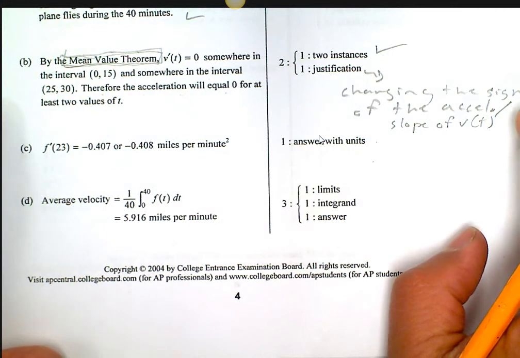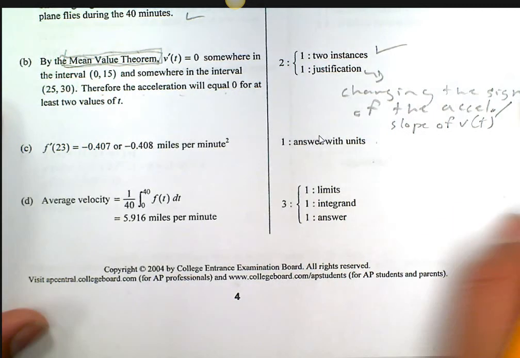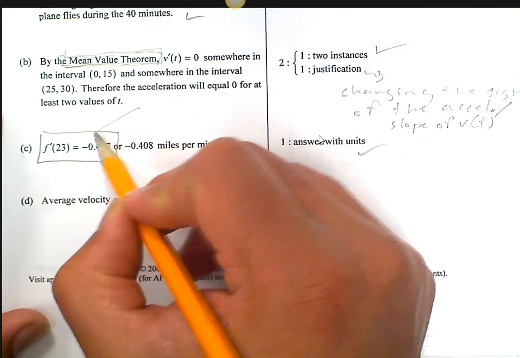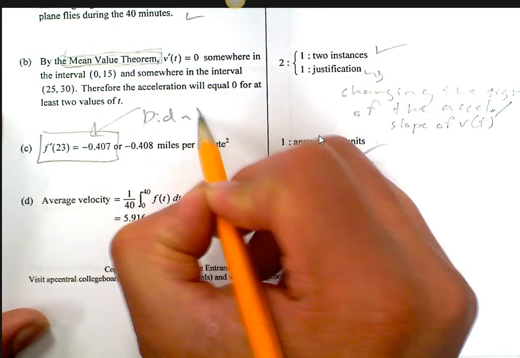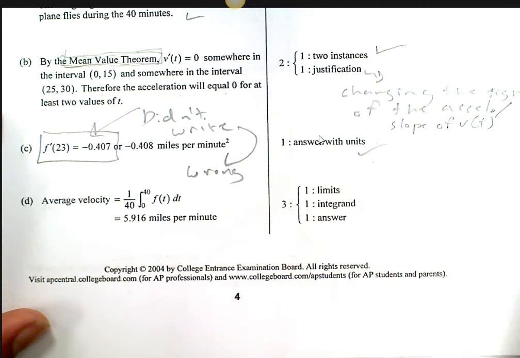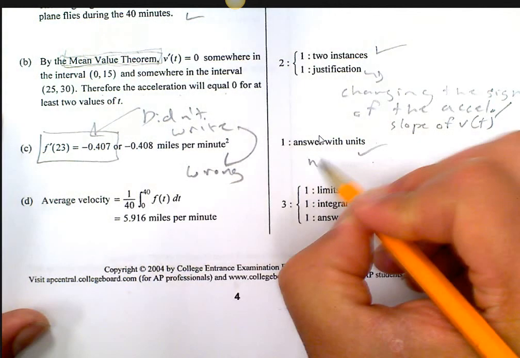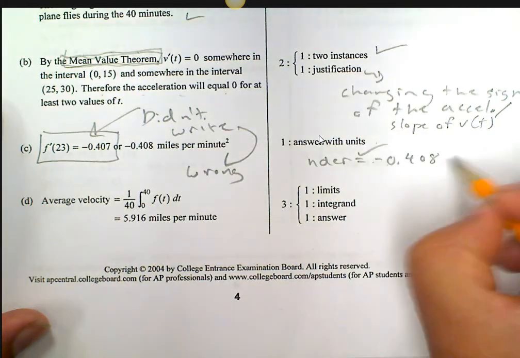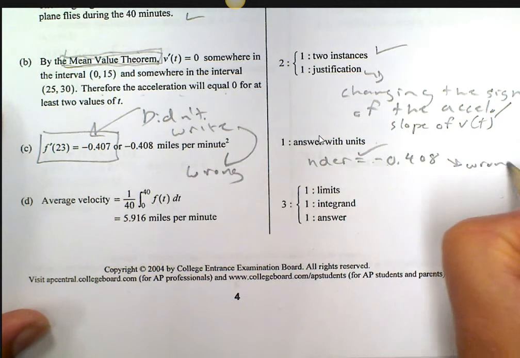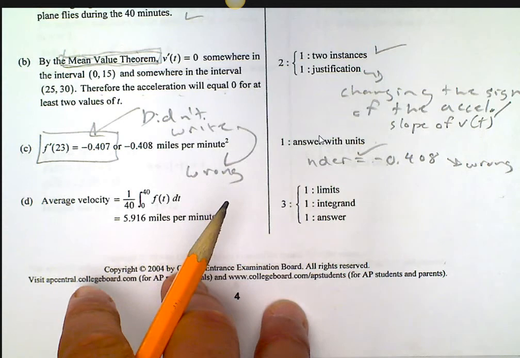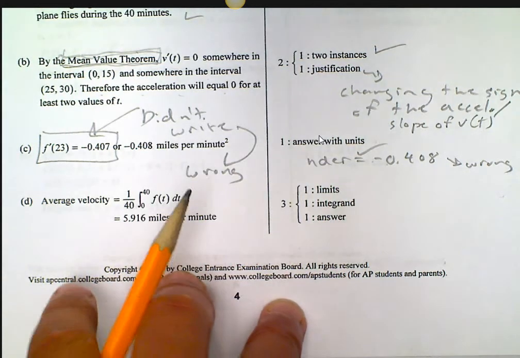All right. Any questions on this? This is pretty much what we had, but look at the points. Just 1 point for plugging in something. But remember, if you didn't write this, guess what? Wrong. You can't put like NDER equals negative 0.408, right? That is wrong. Okay, so what if I put F prime of t? Yeah. Did you tell me what you were plugging in, like F prime of t at 23? Yes. Okay, that's fine.